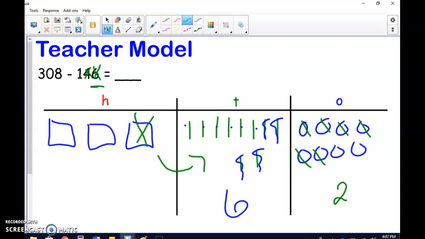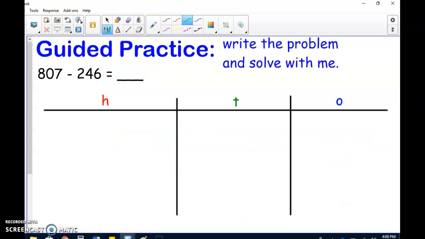And lastly, I need to take away 100. And when I take away 100, I'm left with 100. So 308 minus 146 is equal to 162. Let's move on to our 2 guided practice problems.